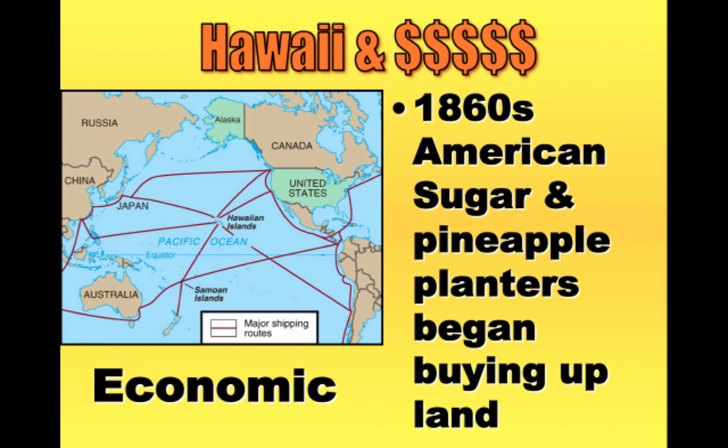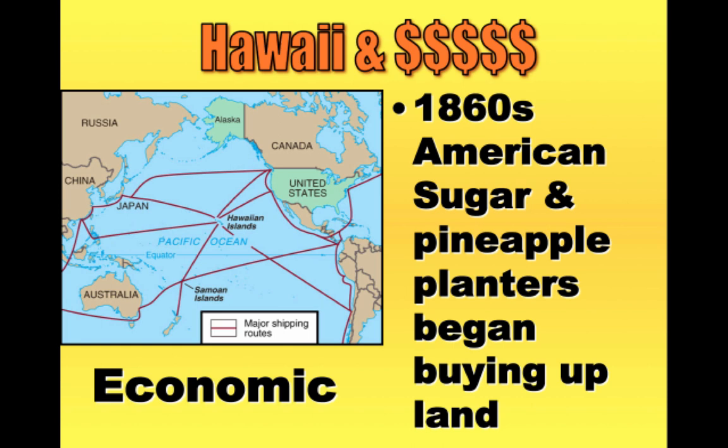And in the 1860s, you have these Americans who are there. Some of them are the sons and the daughters of the American missionaries of the 1820s. Others are new Americans who have arrived. And they start realizing that you could grow things in Hawaii that you can't grow easily or, in many cases, anywhere in the continental United States. We're talking things like sugar and pineapple plantations.